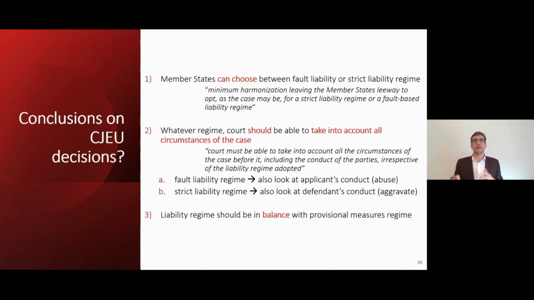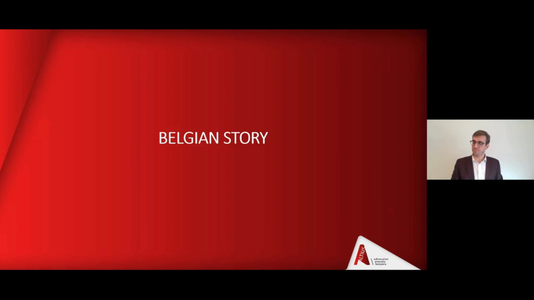And then finally, the liability regime that is imposed should be in balance with the provisional measures regime. That's a third overall conclusion that we can draw from the CGU decisions. That brings me to the Belgian story.